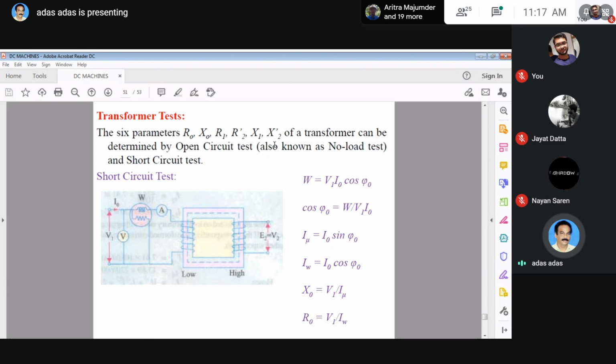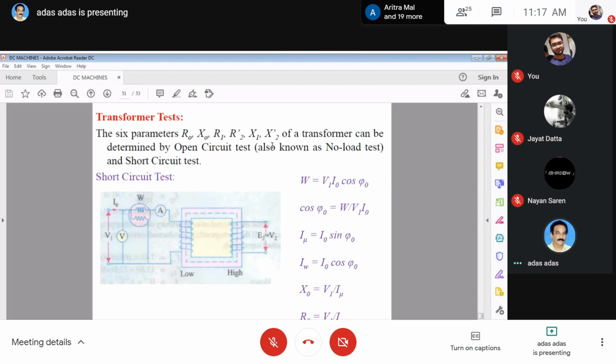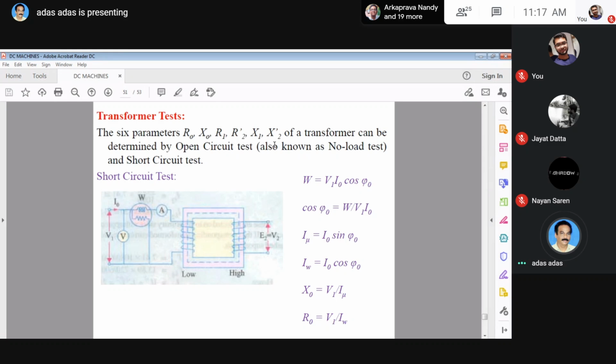I mentioned that the input power is supplying the core loss. The core loss consists of two parts. One is hysteresis loss and another is eddy current loss. Now, how can we separate these?